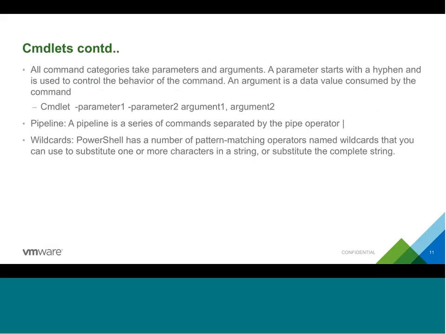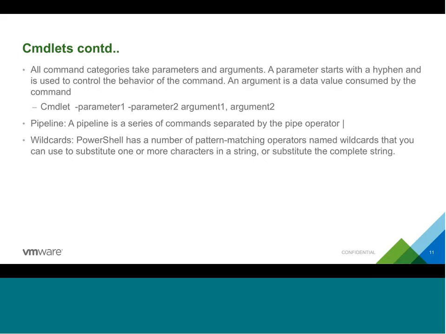Pipeline, as I was saying in the previous slide, is a very important concept in PowerShell. It's a series of commands separated by the pipe operator. What it means is it executes from the left side, and the output of that command is the input of the next command. So you can pipe together multiple commands. That's the strength and power of PowerShell. You execute something, get an object, and pipe that object as input to the next commandlet.